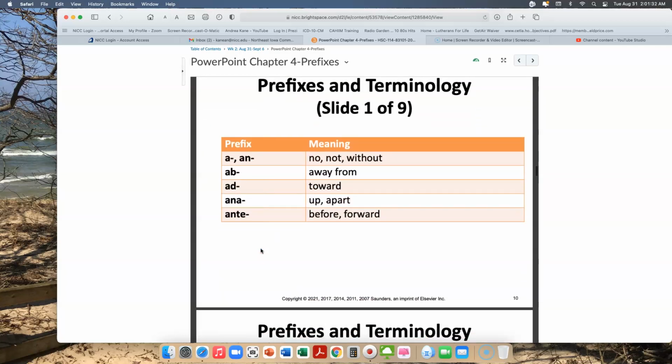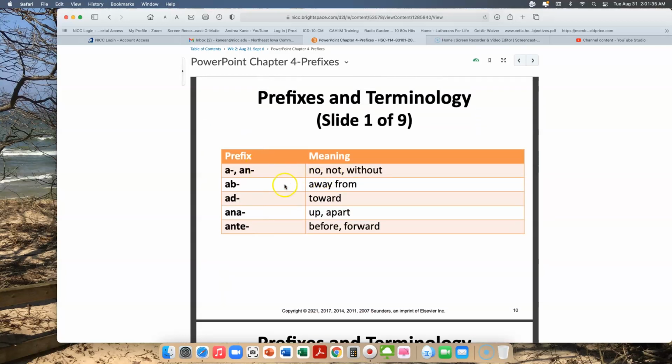All right, some prefixes. An means no, not, without. Ab is away from, ad is toward. So if you extend your arm out away from your body, that's ab. That's away. Think of the B as facing away from the A. If you're thinking ad, like you're moving your arm towards your body, look at the A and the D. The D is facing the A. It's toward the A, not away from. And that may help you memorize those two.